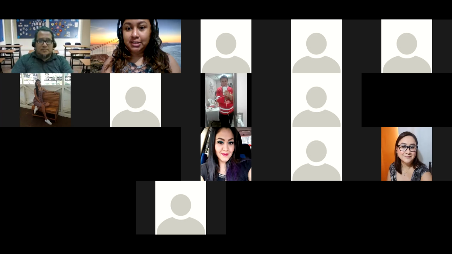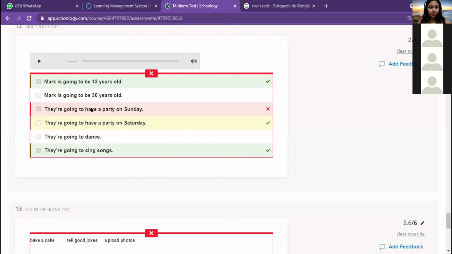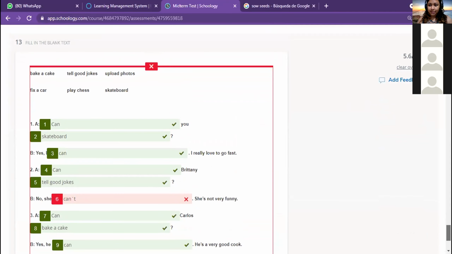Okay. So this is what I wanted to show you. Look, in this case, this person just selected two correct answers. So I gave the person 2 out of 3. You see, the system doesn't do it automatically. I have to come here and do it because the system says everything is incorrect. So I have to come here and check if you have correct answers to give you the score. And in this one, look, I gave you some points for the good answers you had.